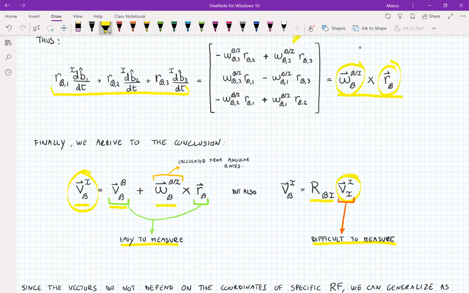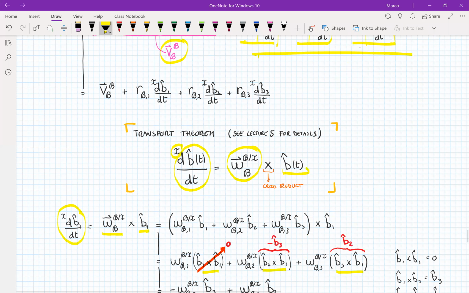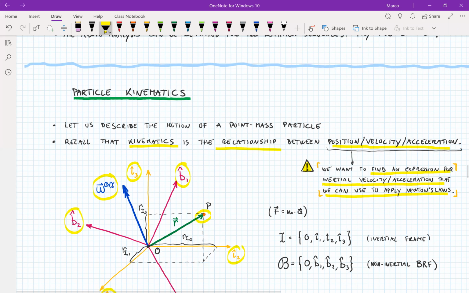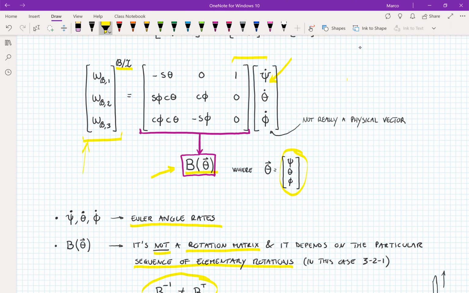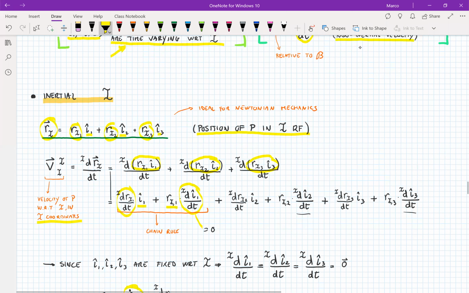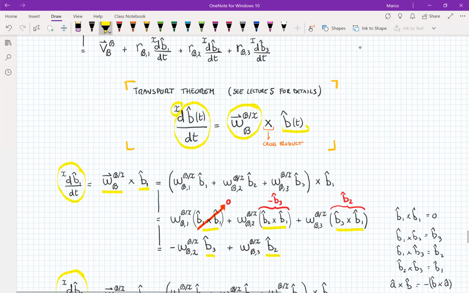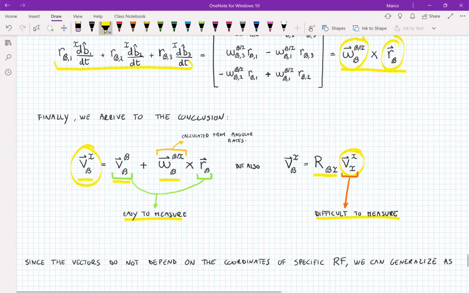The only thing that is implicit here is the fact that the angular velocity itself is not directly measured. What you normally do is measure the Euler angular rates and then apply this relationship over here. First of all, you integrate the rates to get the angles, and then once you have the angles and the rates, you get the angular velocity. So this seems more complicated, but it's actually easier from a practical perspective.